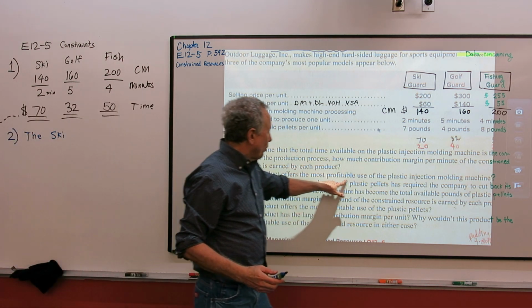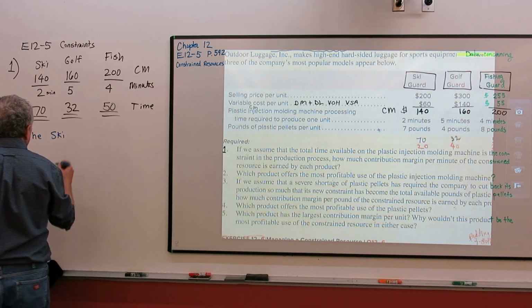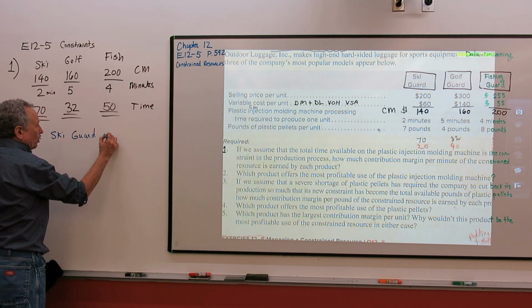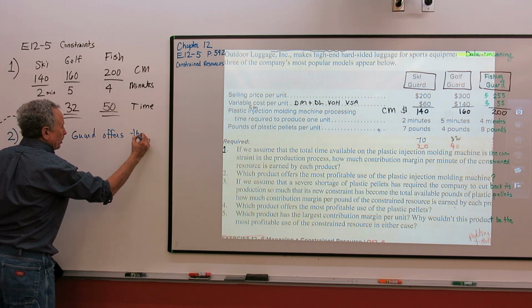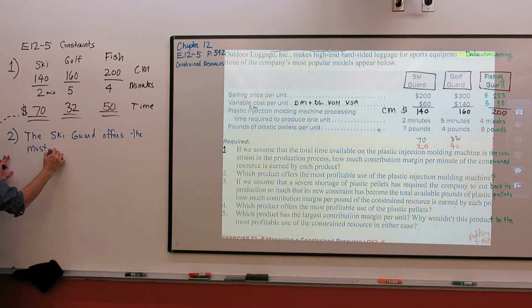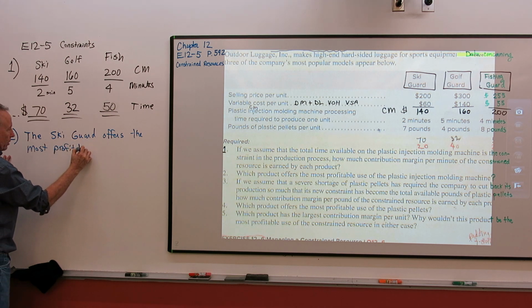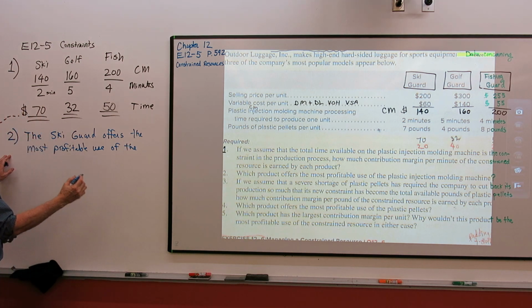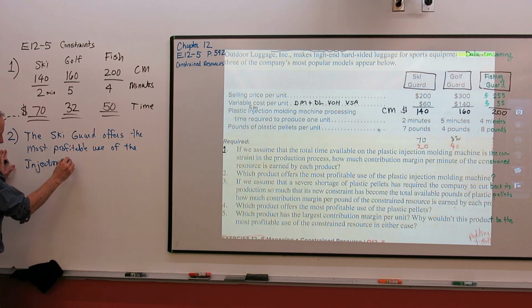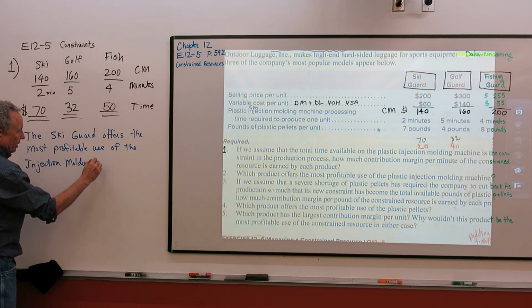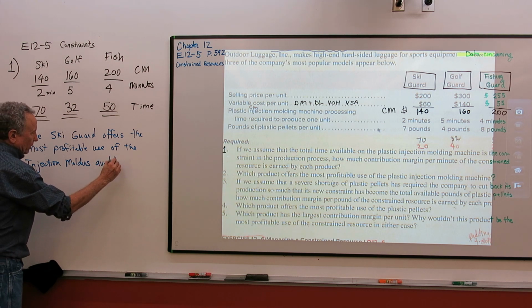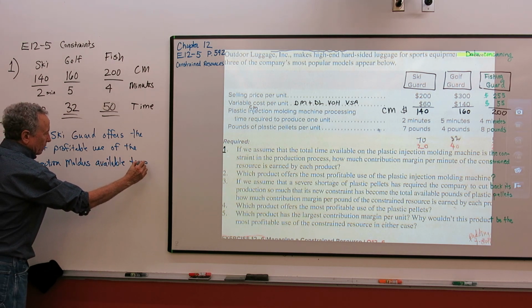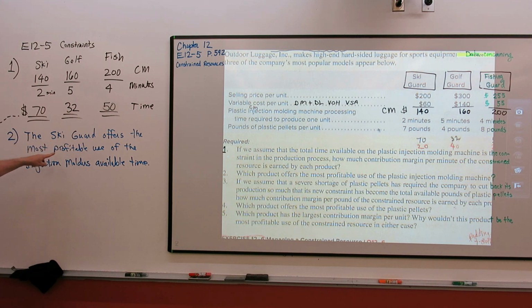Let's look at the question. Which product offers the most profitable use? Okay, the ski guard offers the most profitable use of the injection molder's available time.